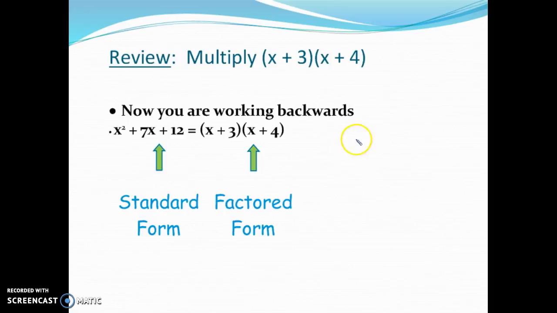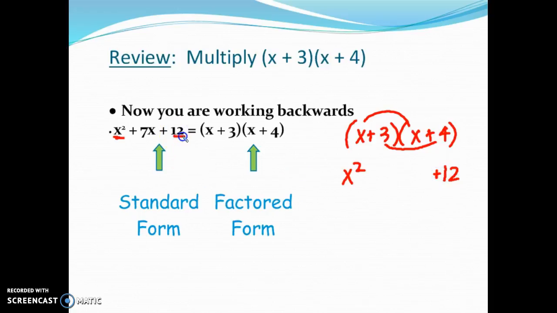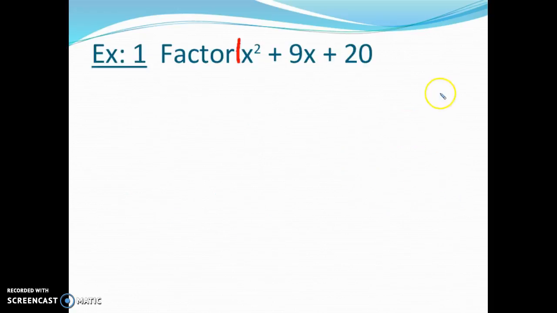And if you think about that, whenever we FOIL and I multiply out x plus 3 times x plus 4, my first terms are going to give me x squared, right? That's where the x squared comes from here. And then my last terms, 3 times 4, are going to give me the positive 12. So if I find numbers that multiply to 12, and then my outer and inner are going to give me my like terms that I combine to get my 7x. So I've got to find numbers that multiply to 12 and add to 7, or in a general form, we want to multiply to C, add to B.